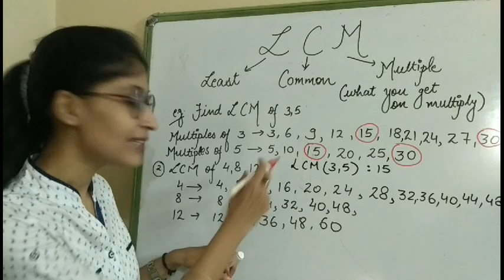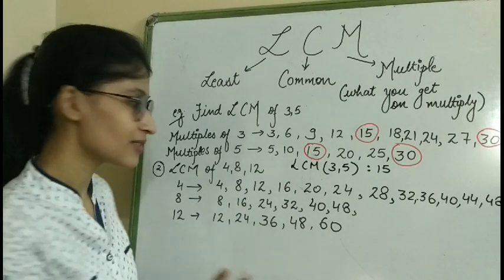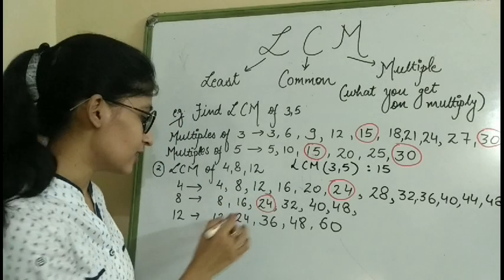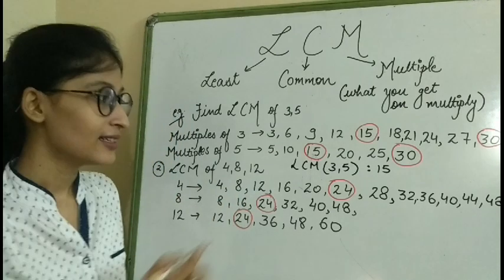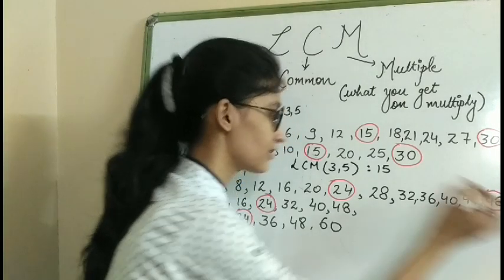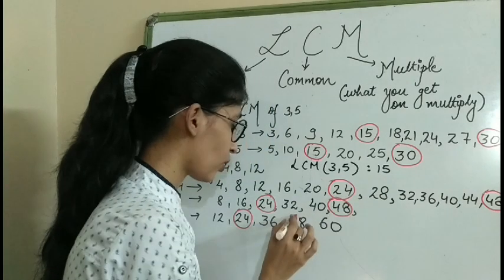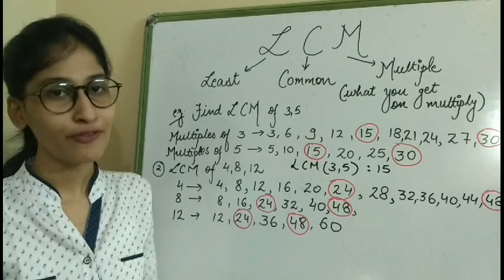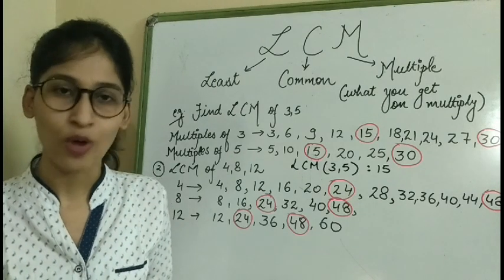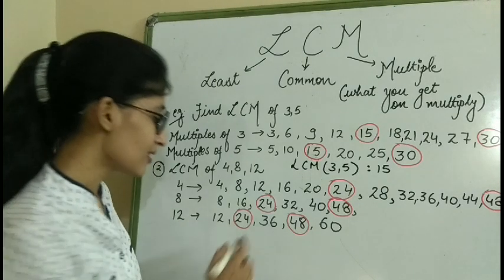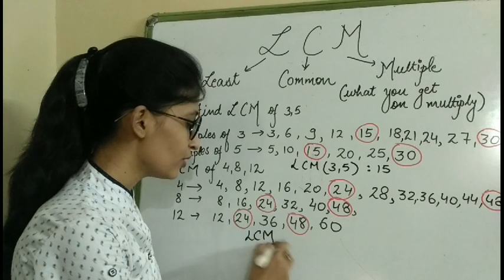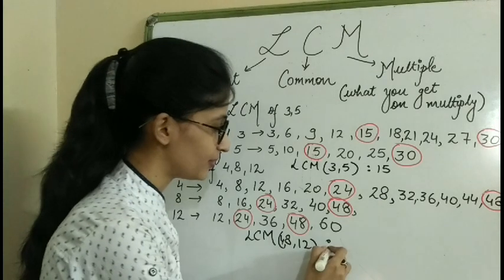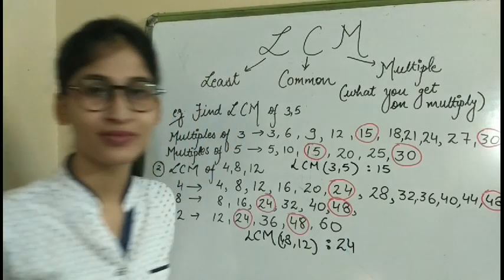The number that will appear in all the three tables: first, 24 is there in all the three tables. Next, 48. 48 is also in all the three tables. But I have to find the least, the smallest out of these. So the smallest here is 24. So LCM of 4, 8 and 12 will be 24.